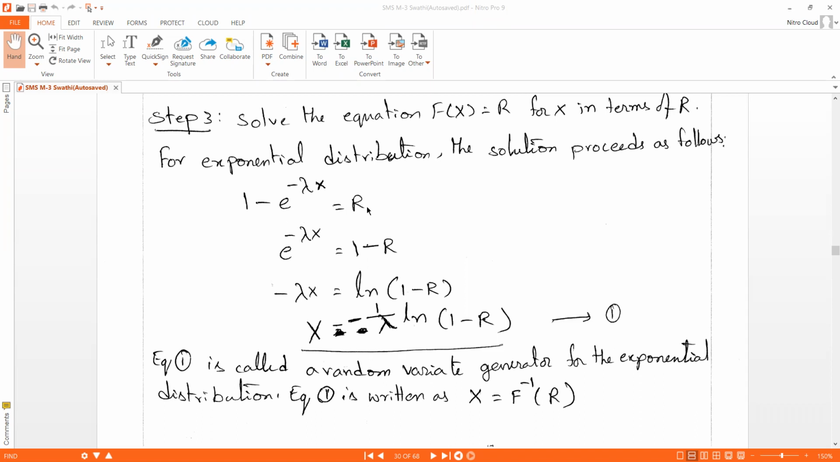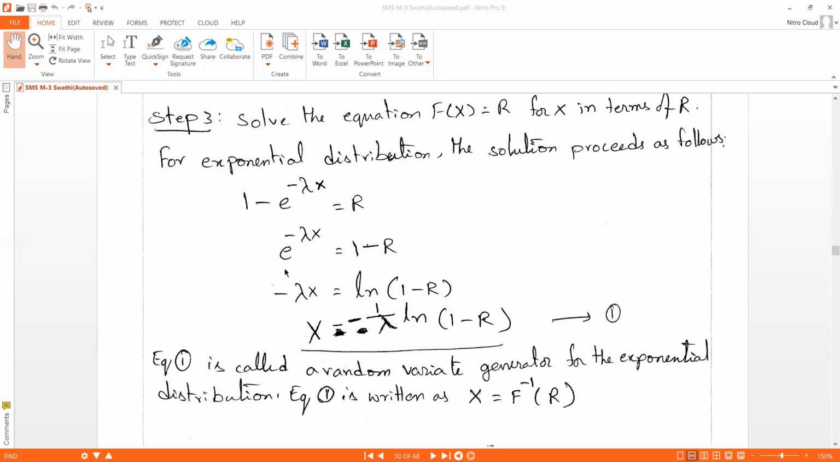Now the equation will look like this: 1 is equal to r plus e power minus lambda x. Now e power minus lambda x is equal to 1 minus r. That is, I'm sending r from this side to the one's side. Here r is adding to the e power minus lambda x. If you send the r to that side, e power minus lambda x is equal to 1 minus r.